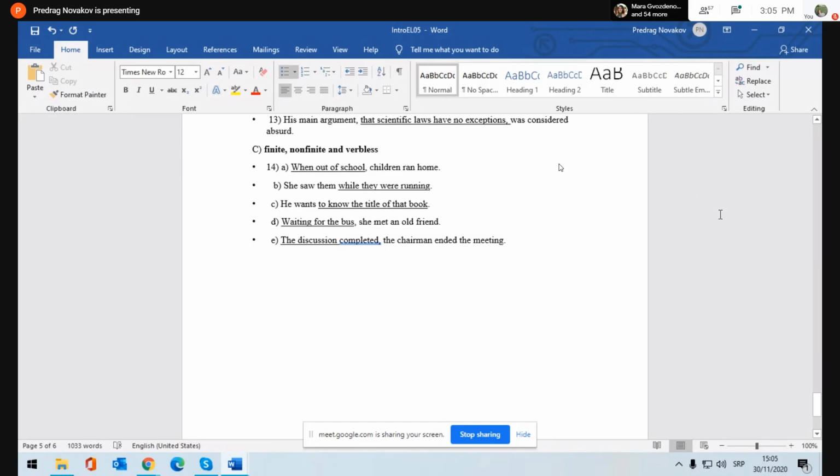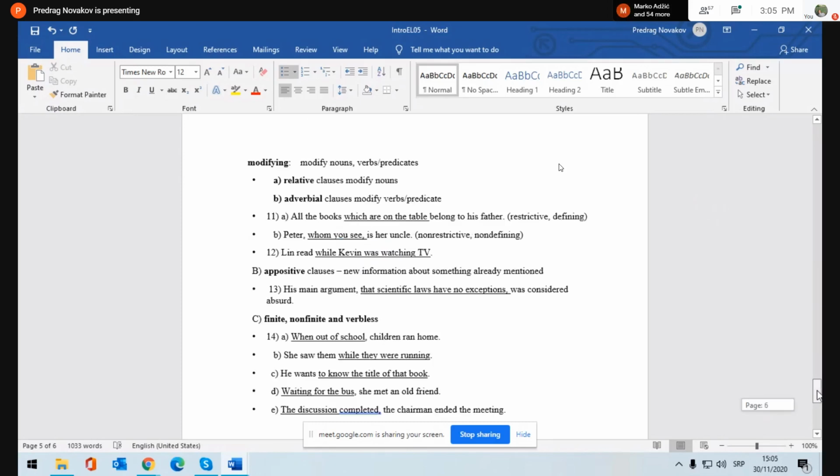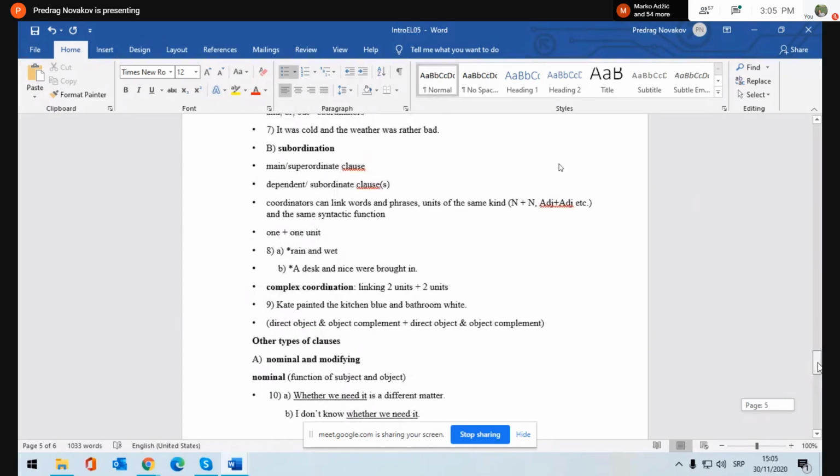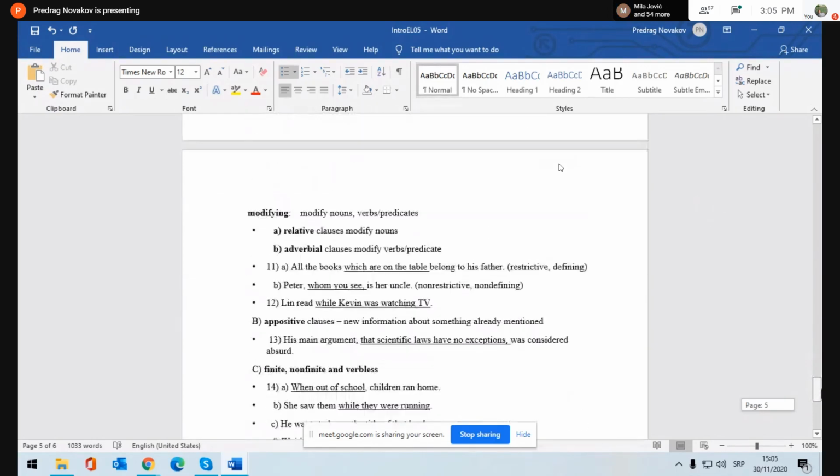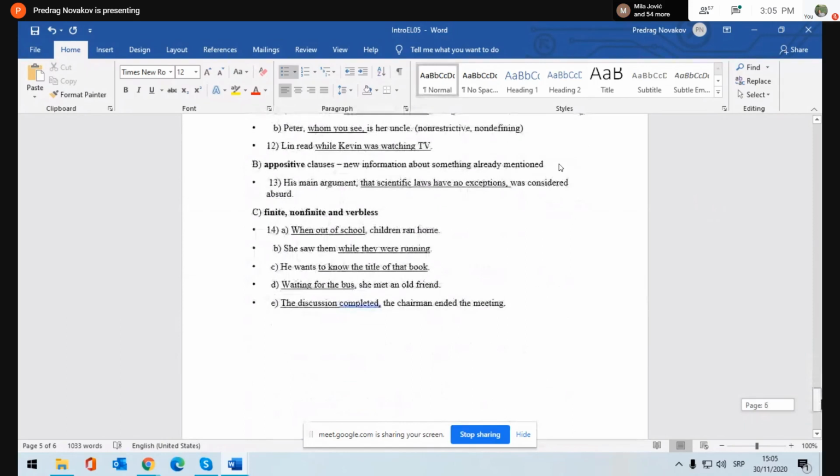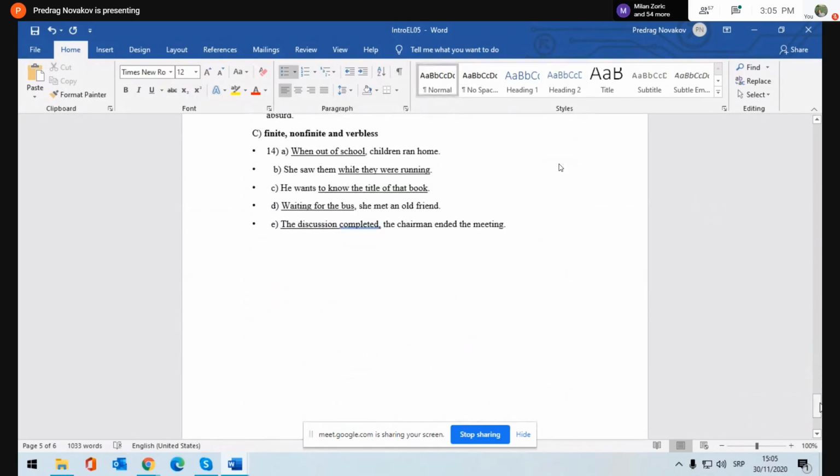So think about it. This is the division of clauses. Could be a bit complex. Let me go back. We have nominal and modifying. We have finite, non-finite, verbless. And you will be asked, if you get this question for the oral exam, to explain them and to give examples. Now, let me ask you, because this is the end of this file, we can go to the second file of syntax. Do you have any questions about this part of syntax?